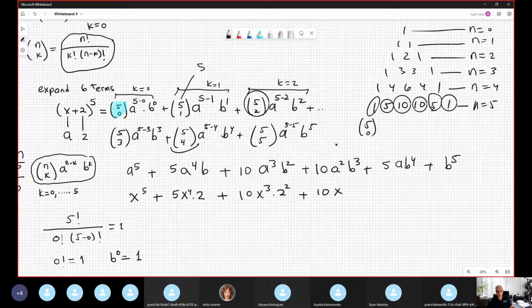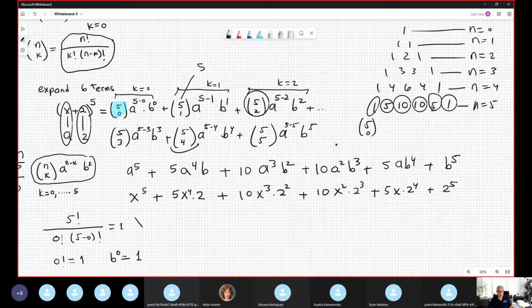And 10 x squared, because a is x, look at that, and b is 2. I like so much doing this substitution at the beginning, no, but okay. And b is 2, entonces 2 times 2 cubic, and 2 cubic is 8 times 10, 80, plus 5x, and 2 to the 4th power is 16, 16 times 5 is 80, no? Yeah, plus 2 to the 5th power is 32.